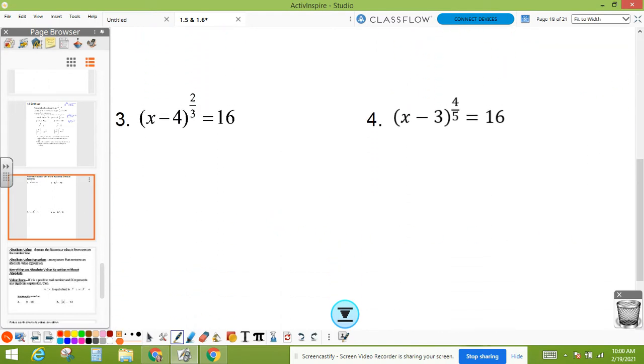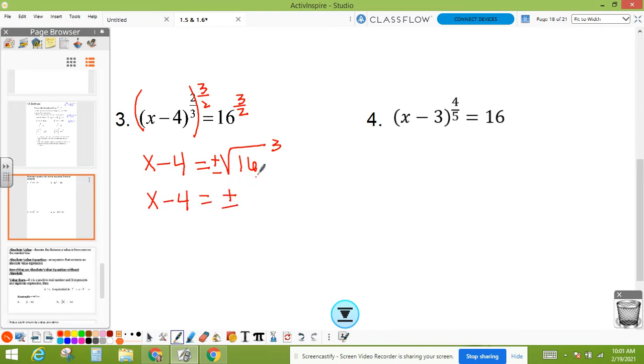Okay, if you have ones that look like this, same concept, you just have an extra step at the end. So to get rid of this 2/3, because it's the thing raised to the powers by itself, we're going to raise this whole side to the 3/2. This side also to the 3/2. So x minus 4 falls out. This is the square root of 16 to the 3rd. So since it's an even root, a square root, we're going to put plus or minus. So x minus 4 equals plus or minus the square root of 16, which is 4. Raise that to the 3rd. So that's plus or minus, what is that, 64?